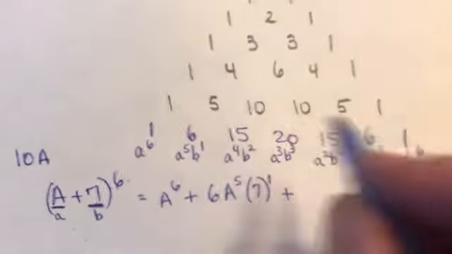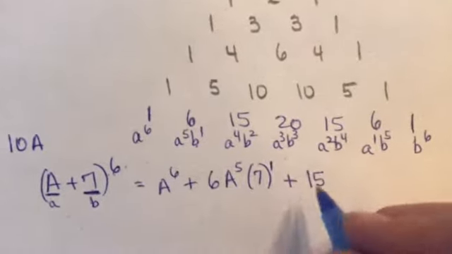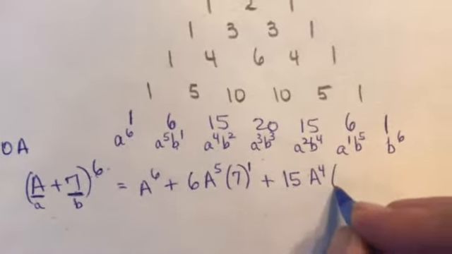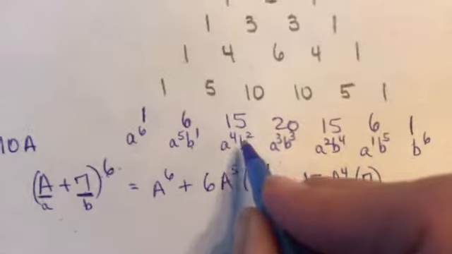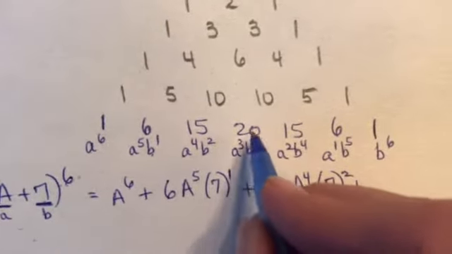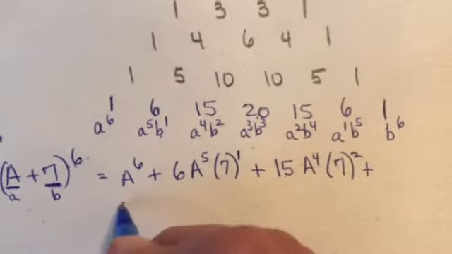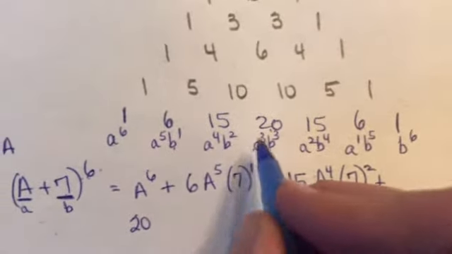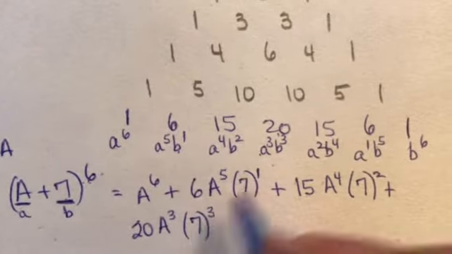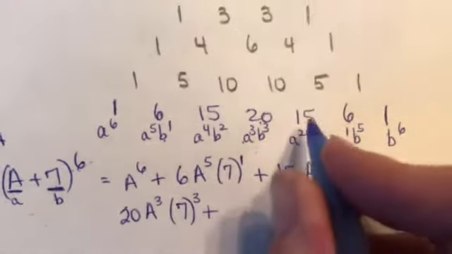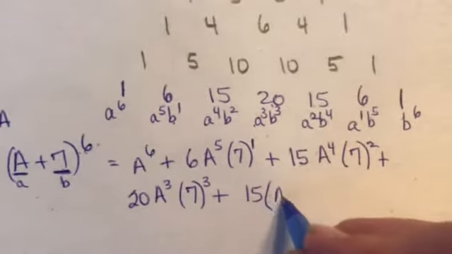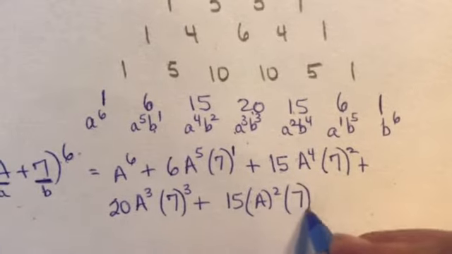Okay, now this has to take 15 times my first term to the 4th power times my second term, and look what it says to take that to the 2nd power. And then I'm going to keep moving. My coefficient's 20, and I'm going to move it on down here. It says take my first term to the 3rd power, my second term to the 3rd power, and we're going to keep going. Here's my coefficient. First term to the 2nd power. There's my second term to the 4th power.